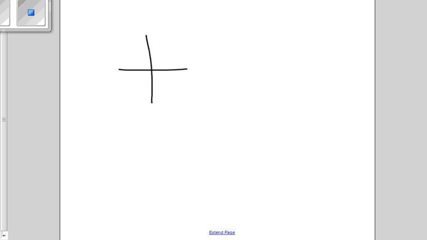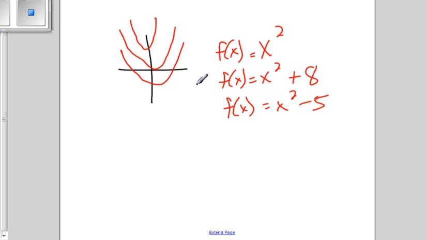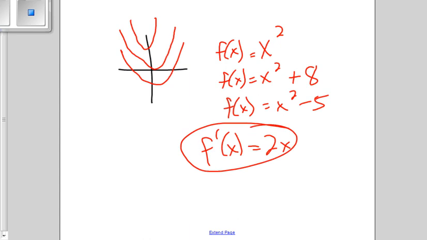It didn't matter what my... let's say I have a parabola, whether I have x squared, x squared plus 8, again these can all be y equals or f of x equals, or I could have x squared minus 5. It didn't matter, they all look like that. But all of them have the same derivative. So that's really what we're doing.